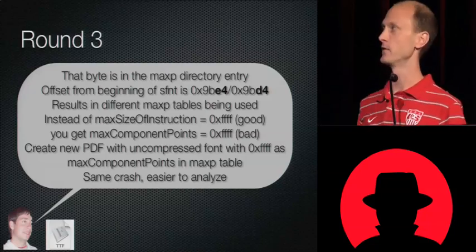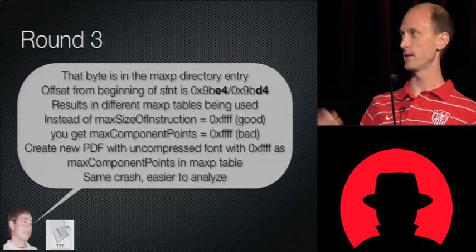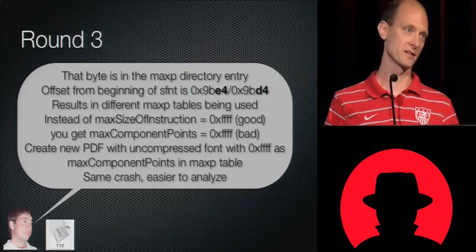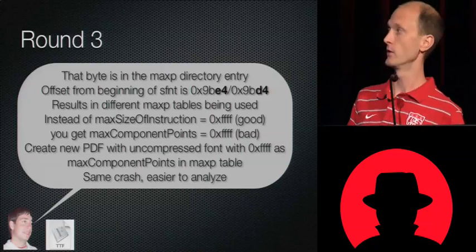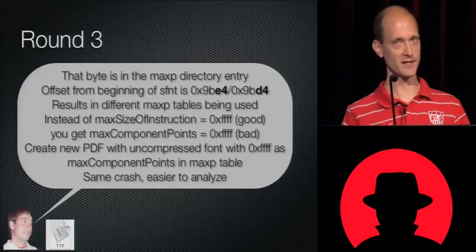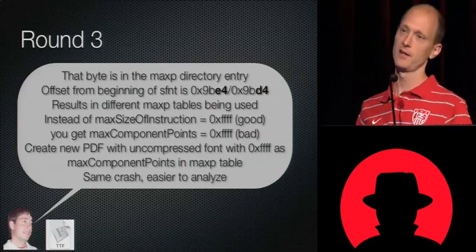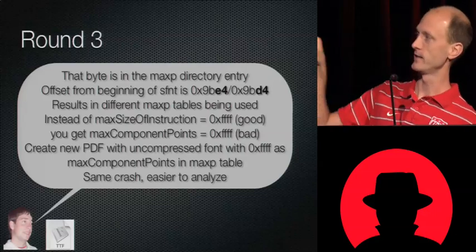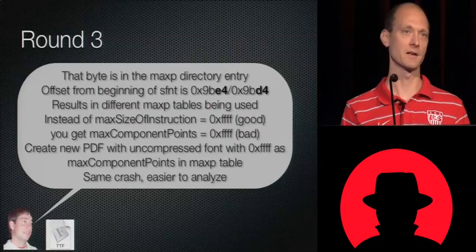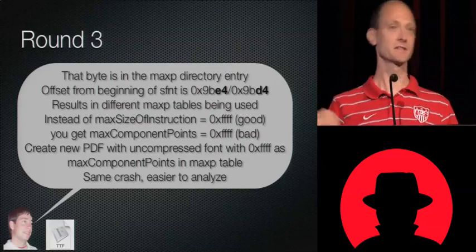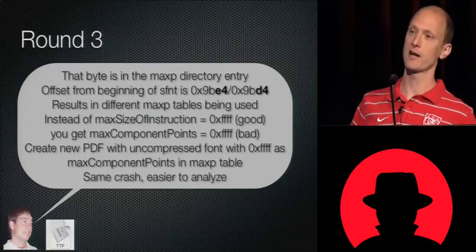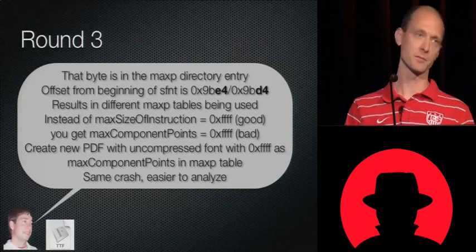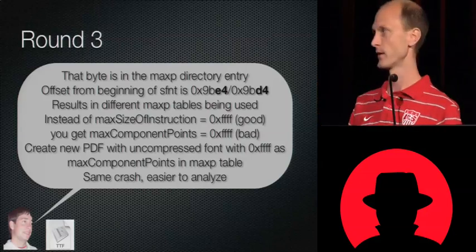Because everything is shifted now. In the bad file, instead of that, the FFFF becomes max component points, and it turns out that's bad. So what Dion does next is he creates a new PDF that's not compressed, so it has an uncompressed font, and then he manually makes max component points FFFF. And what he finds is then Adobe Reader still crashes in the exact same way, but now we have a very small PDF, it's uncompressed, and we know exactly what's wrong.